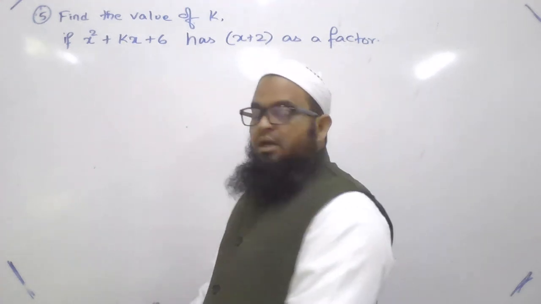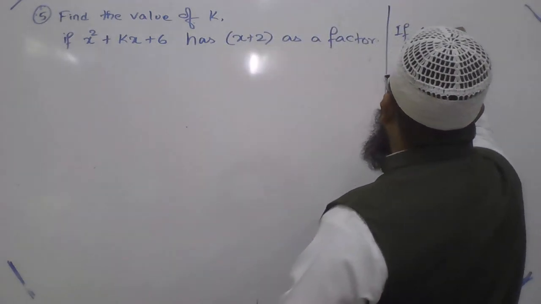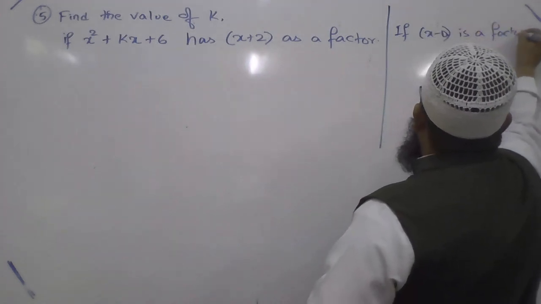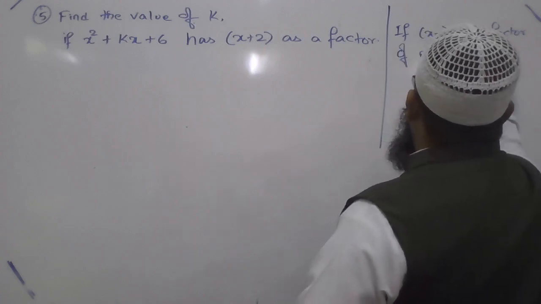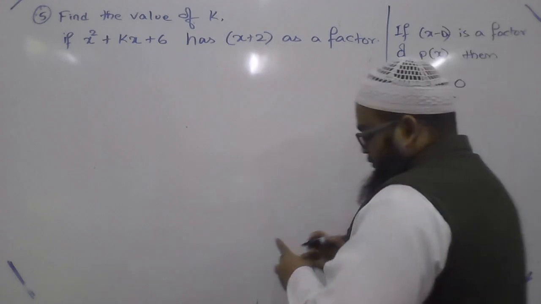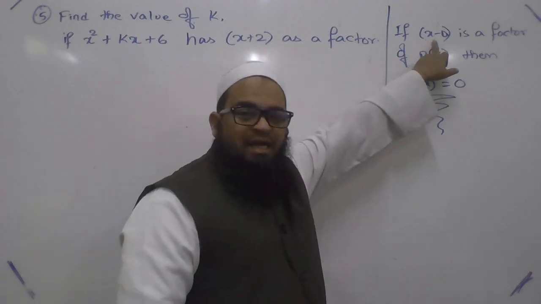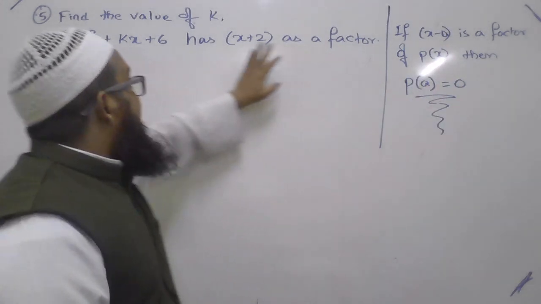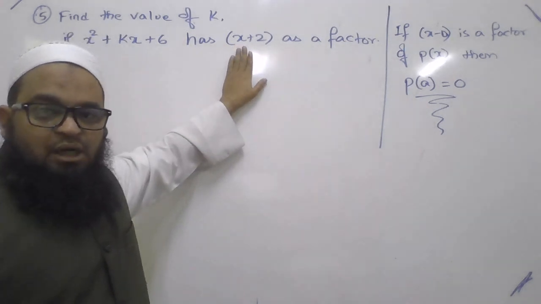If you remember, the factor theorem states that if x minus a is a factor of p of x, then p of a is equal to 0. This is what the factor theorem states. So if x minus a is a factor, then p of a is equal to 0. Understood or not? So what is given here? It has x plus 2 as a factor.